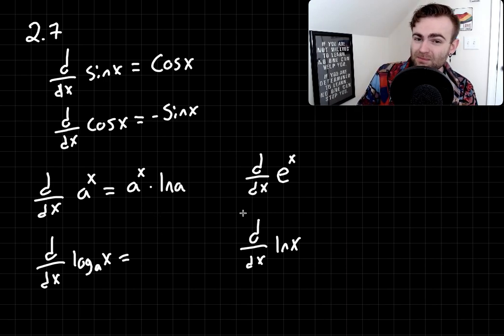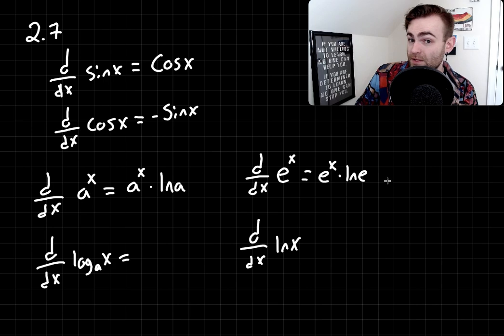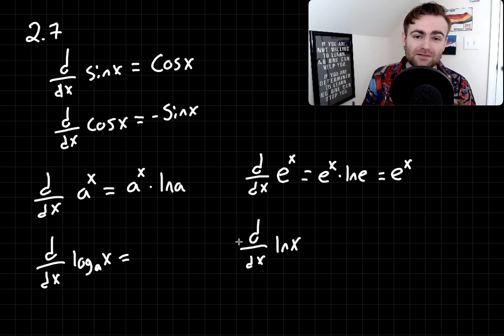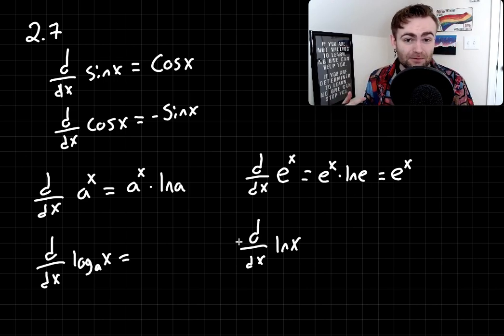What about the most common exponential, e to the x? And you'll be taking the derivative of this quite often. Well, that would be e to the x times the natural log of e. Natural log of e is 1. So that is just e to the x, which is really, really cool that the derivative of e to the x is itself, that there is a function where the derivative is the same as the original function.